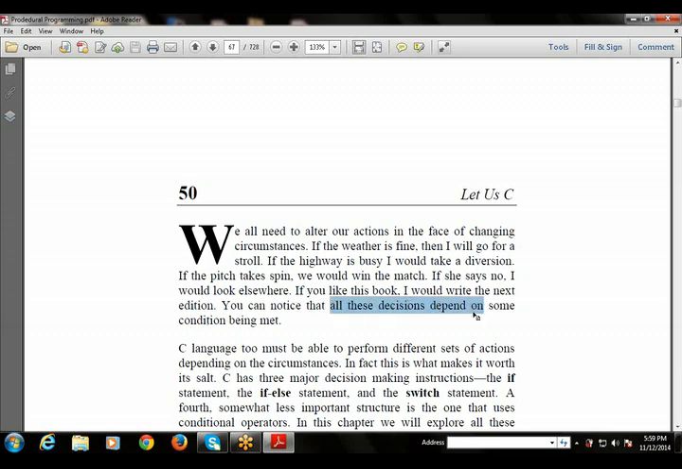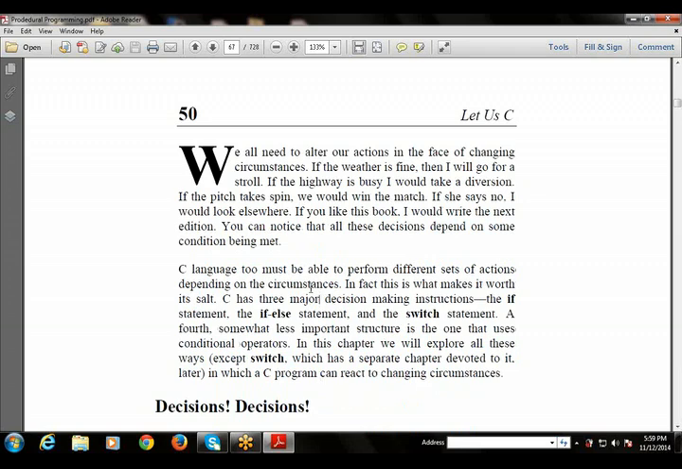You can notice that all these decisions depend on some condition being met. That is, these decisions can be based on conditions. What is the condition? If it is raining outside, I will take the umbrella. So these are the various decisions that are also available in the C language, and these are taken care of by the decision control structures or decision control statements. This says C language too must be able to perform different sets of actions depending on the circumstances.